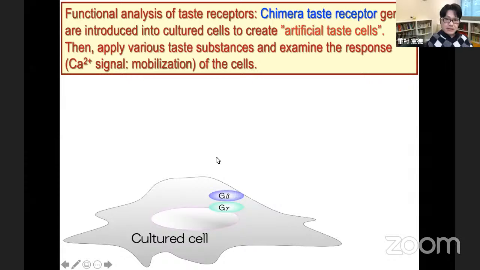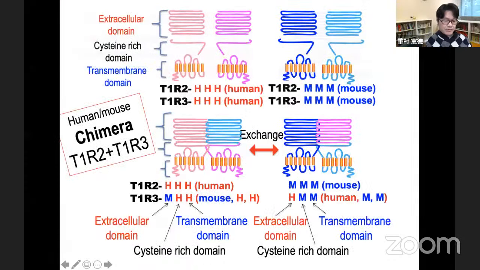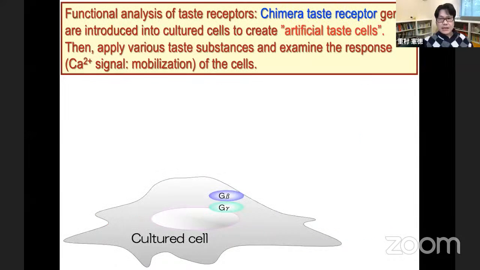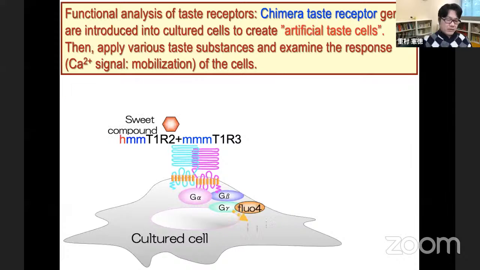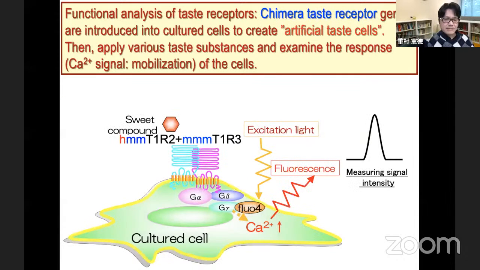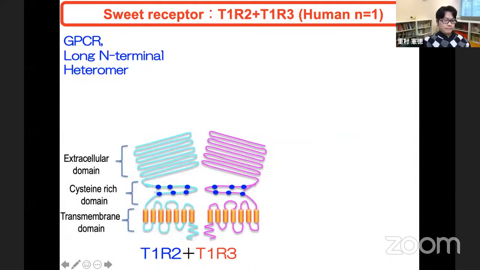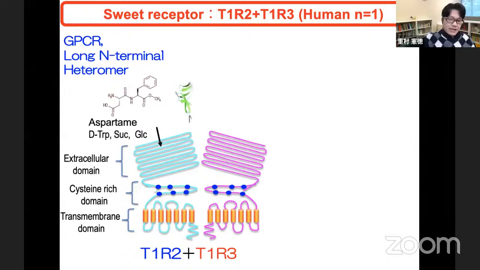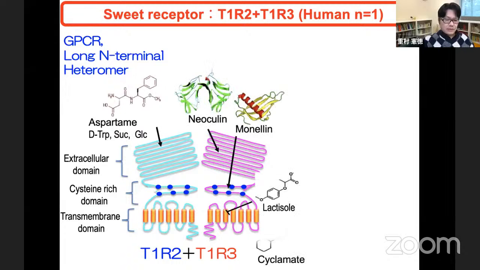By using this chimera, sweet taste receptor and the usual artificial taste cell, ligand binding sites for various sweet taste substances were investigated. Now many results have been accumulated and revealed that T1R2 and T1R3 have multiple binding sites.